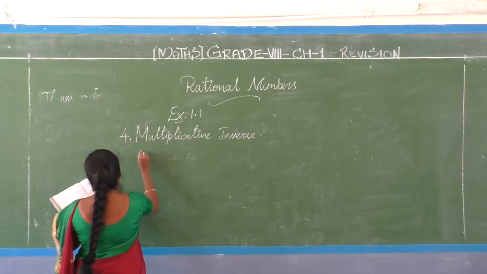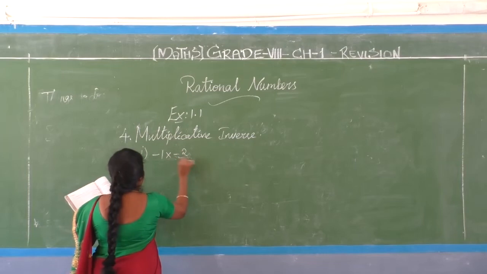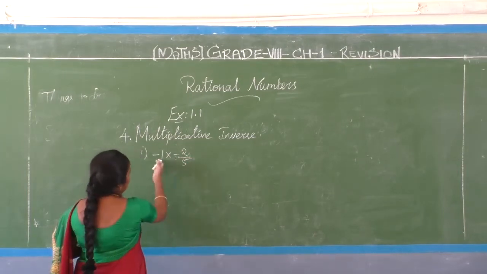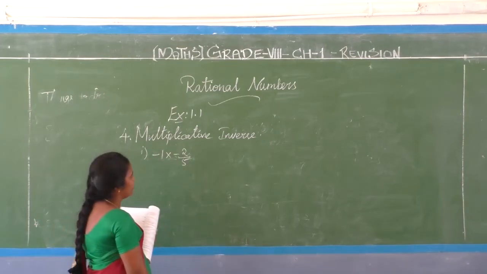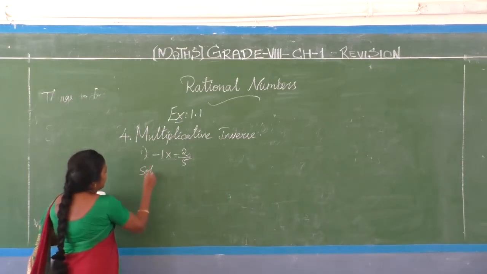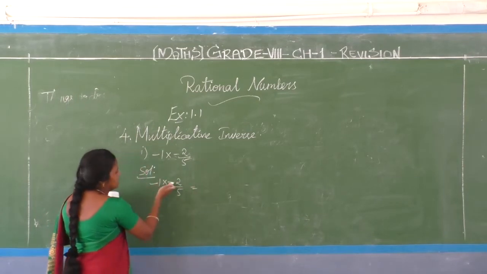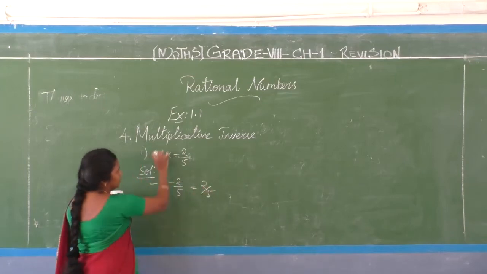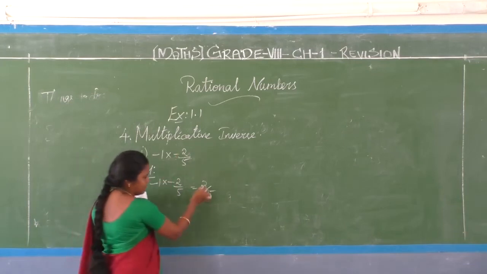For a sample, one question I have written here: minus 1 into minus 2 by 5. How do you write this reciprocal? Already there are two terms connected by multiplication. So first of all you have to simplify this given form and then find the reciprocal. Clear? What comes? Minus 1 into minus 2 by 5 is equal to minus into minus is plus, 1 into 2 by 5. We have changed the given question into this form. Now you can write the reciprocal. 2 by 5 is the answer.